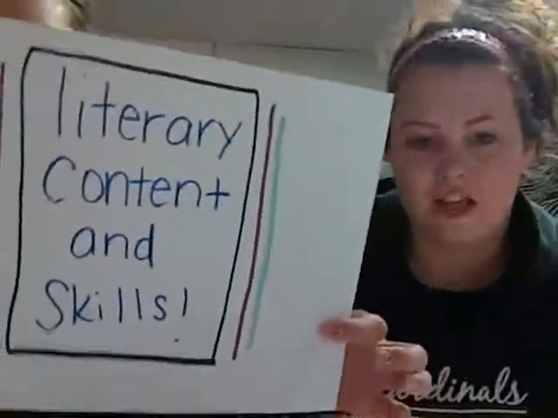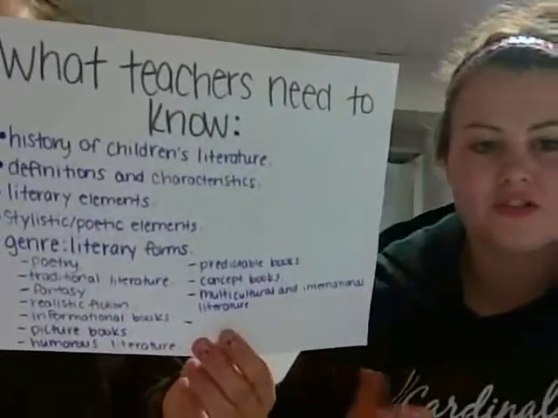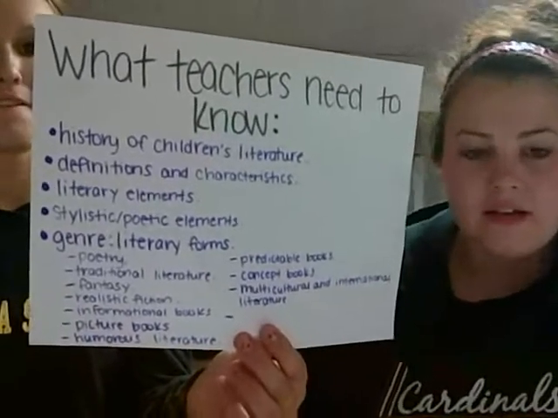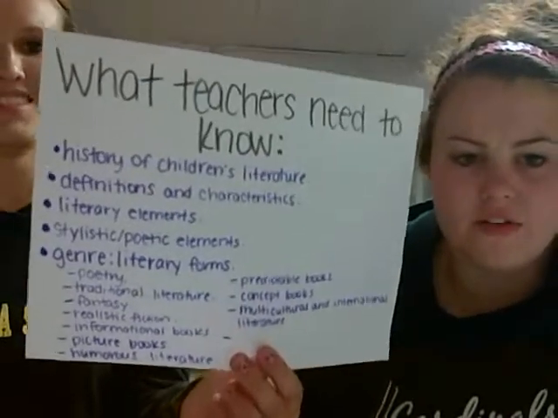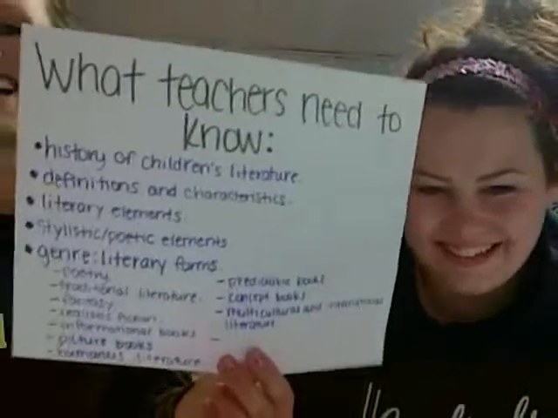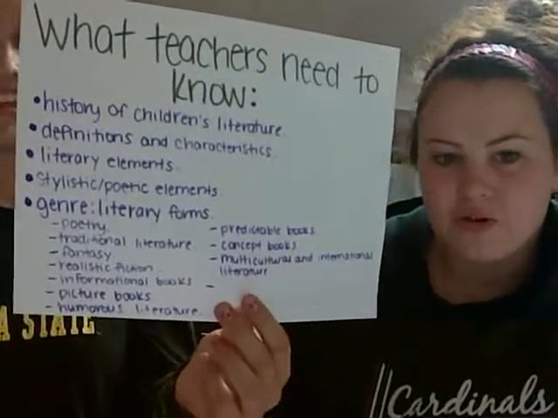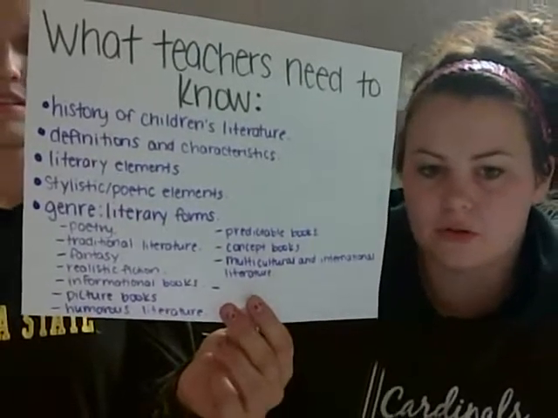Building block number 2 is literary content and skills. What teachers need to know: history of children's literature, definitions and characteristics, literary elements, stylistic and poetic elements, genre and literary forms are poetry, traditional literature, fantasy, realistic fiction, informative books, picture books, humorous literature, predictable books, concept books, and multicultural and international literature.